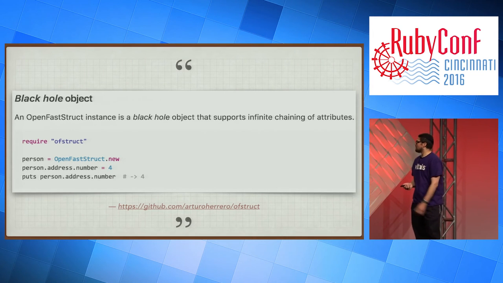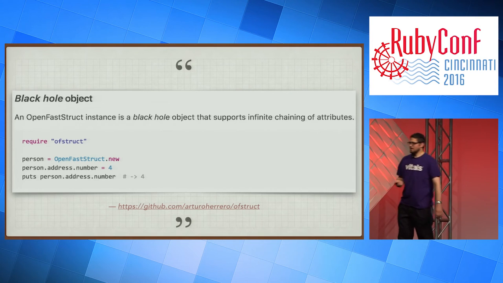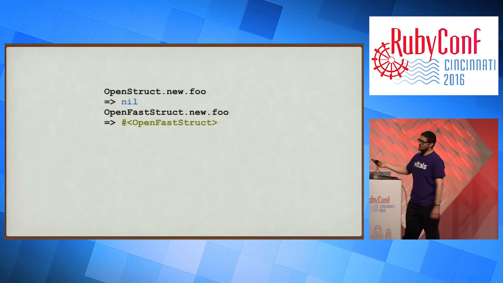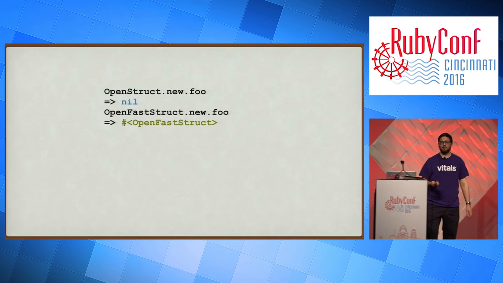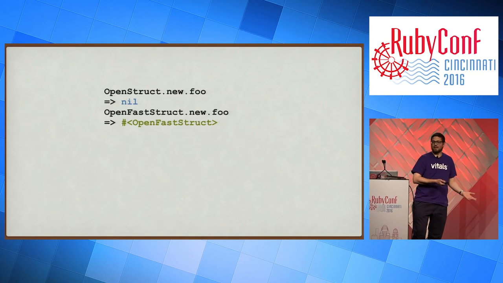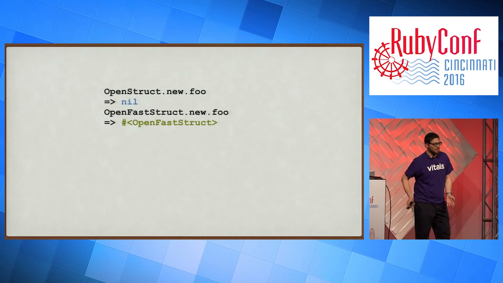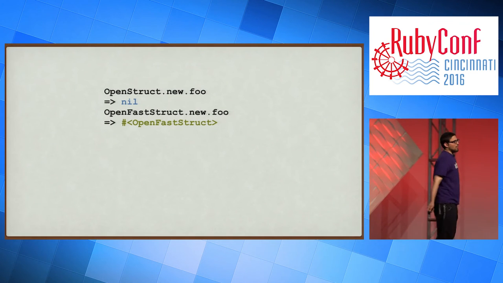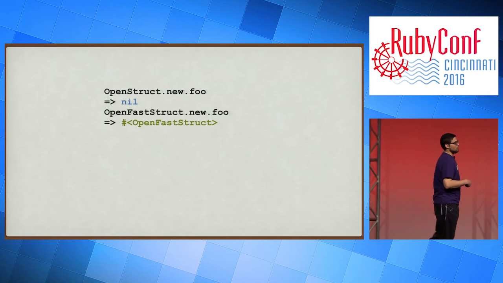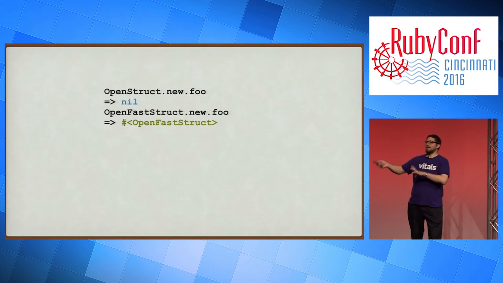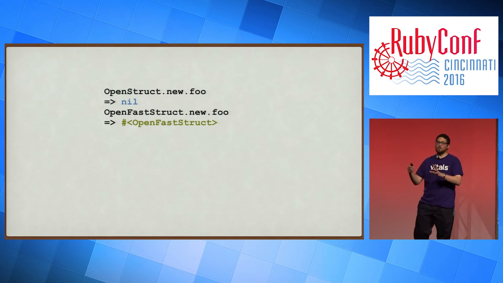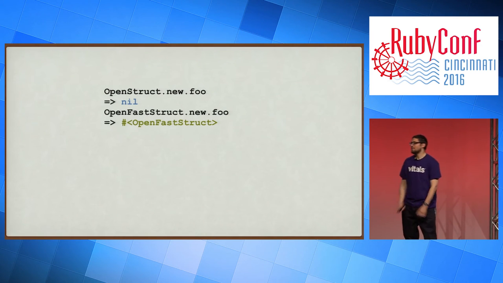And that's kind of nifty. So how's it working? Well, when you create an OpenStruct and you try to call a property that does not exist, you just get nil back. But if it's an OpenFastStruct and you try to get a property that doesn't exist, then it's going to give you back a new OpenFastStruct. So when we call person.address, we get a new OpenFastStruct, and then we can call .number equals 4 on that.